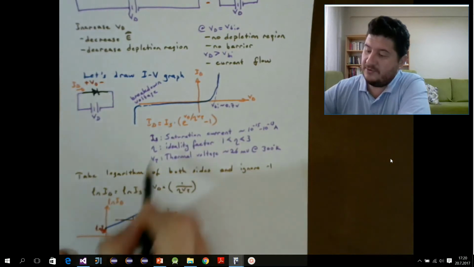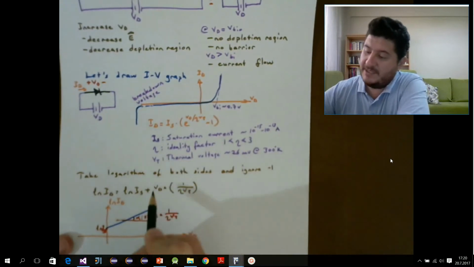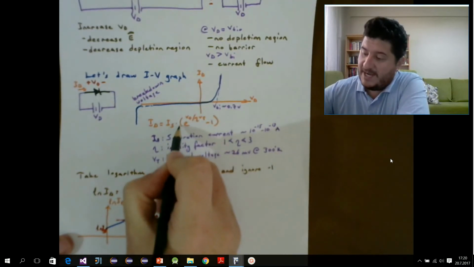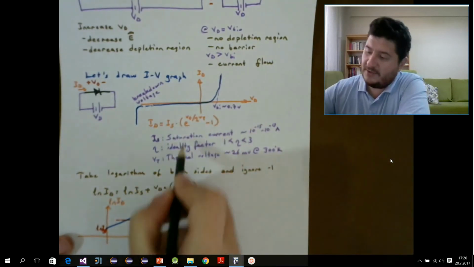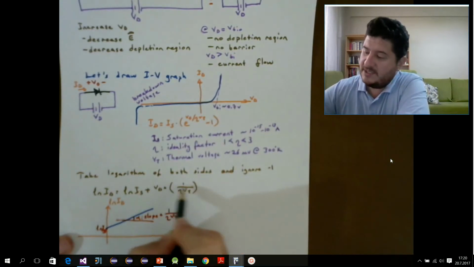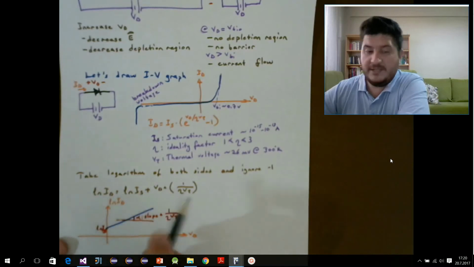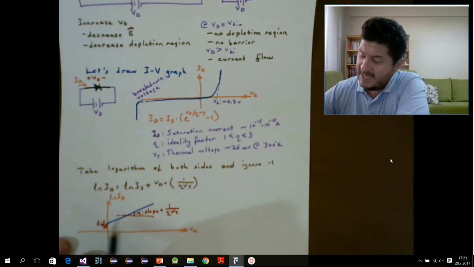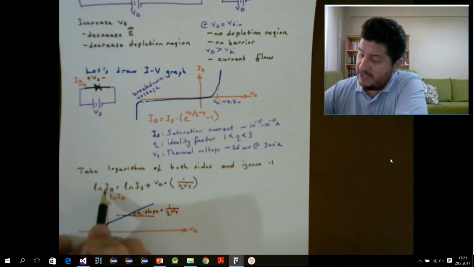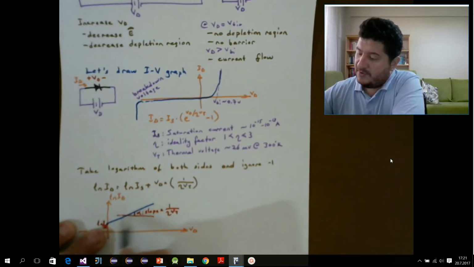ln ID is equal to ln IS. This times turns into a plus sign in the natural logarithm. We have ln of exponential VD over NVT. Ln and exponential cancel out, so we have VD times 1 over NVT here. So as you can see, ln ID and VD are linearly related to each other. If we draw the VD versus ln ID graph, when VD is equal to 0, we have ln ID equal to ln IS here, and the slope of this graph is 1 over NVT.